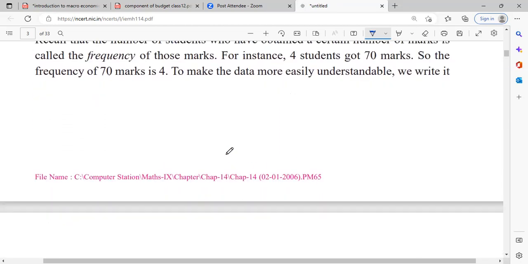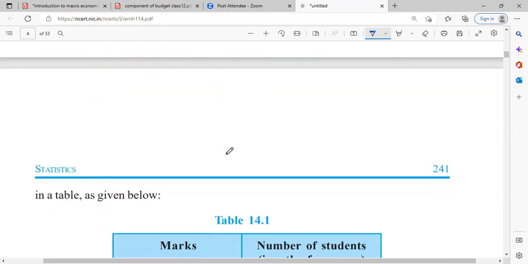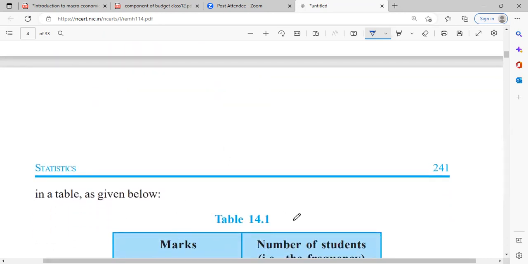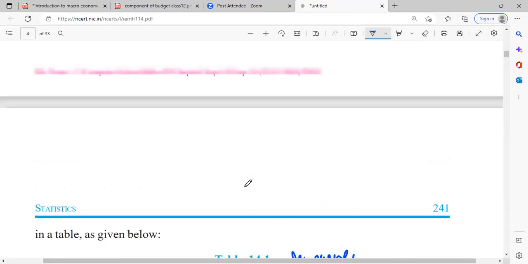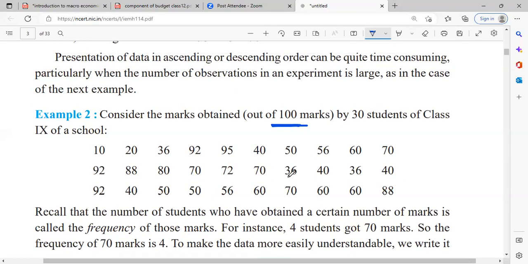Okay. So when you are making a table, make it like this. See, marks here and number of students. That means it is a frequency. So now write the marks and first check the least one. Whatever the least one is, the 10. And what is the highest one? Just check the highest one. I think it's 95, right? Yes, ma'am.